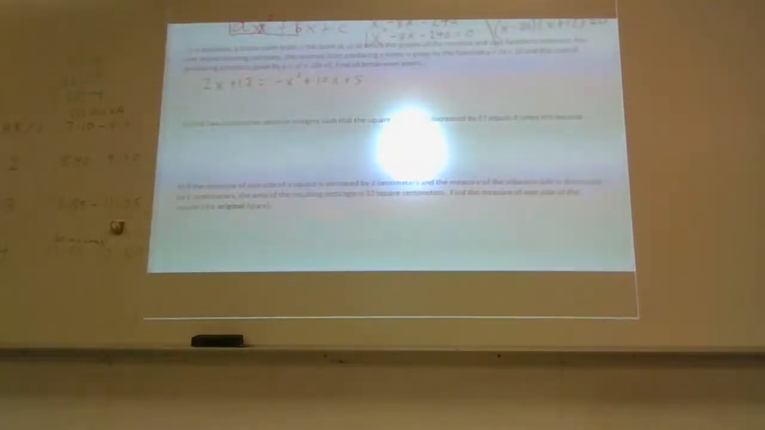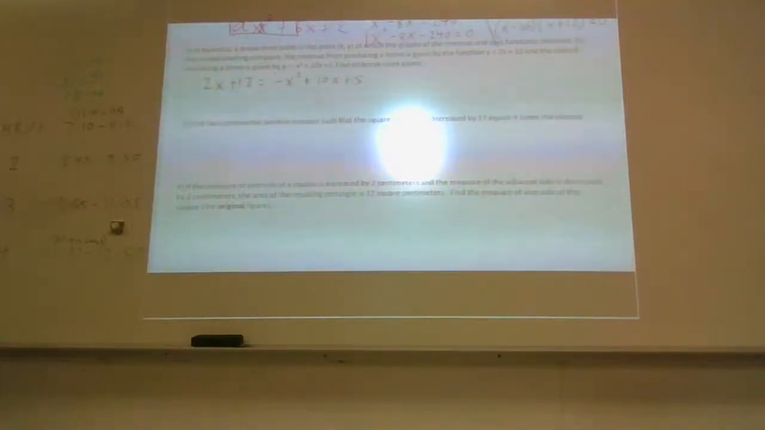So now here's what I'm going to allow you to do. That's the help I'm going to give you for now. I want you to finish number 2. You are going to set it equal to 0. You're going to get one side equal to 0. Move everything over to the left. It would be in your best interest to move everything over to the left. And then solve it by factoring.